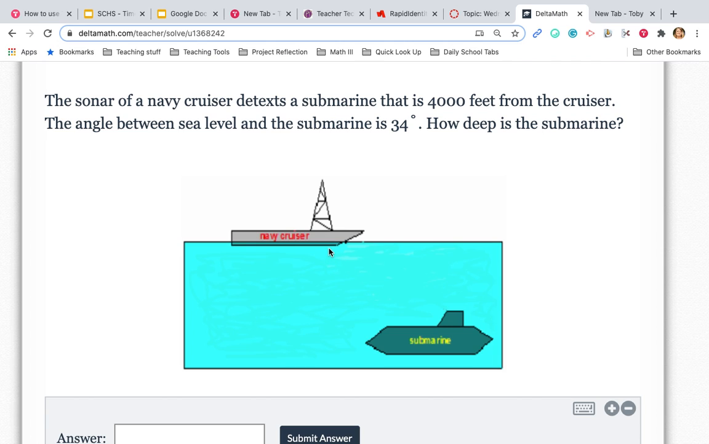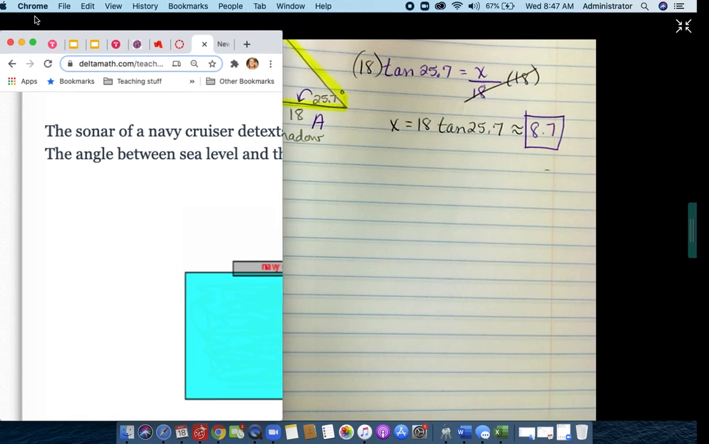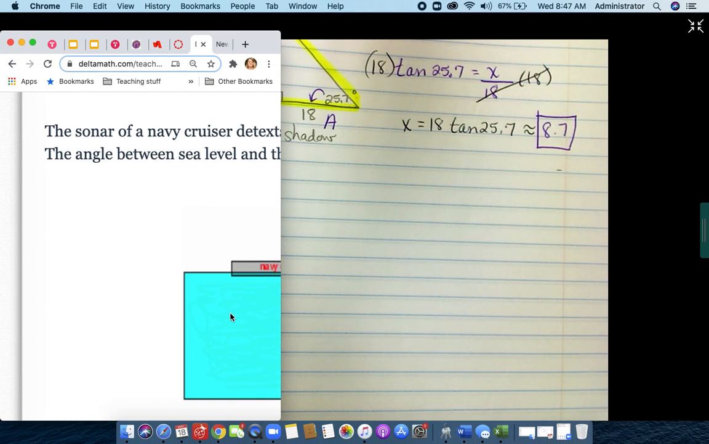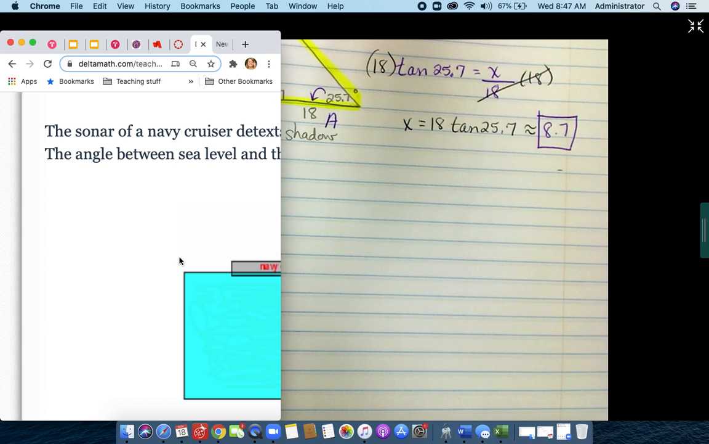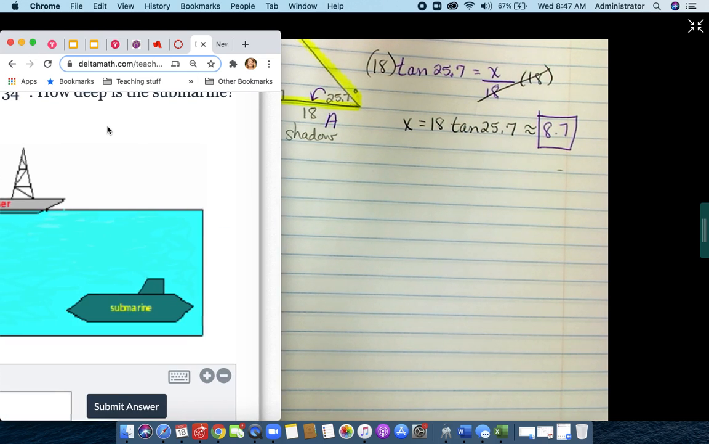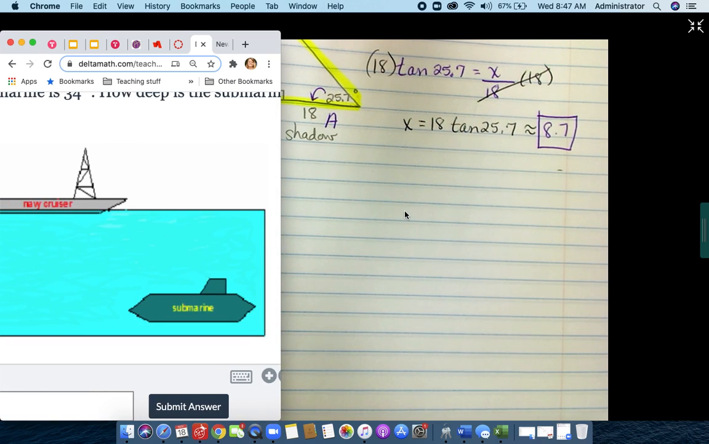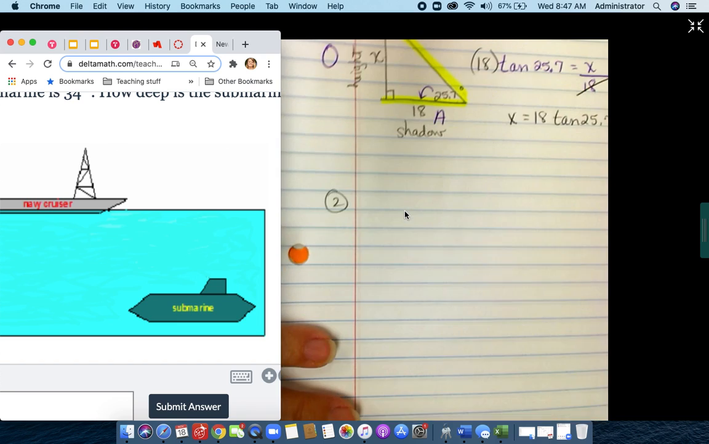The angle between the sea level, so that's up here, the top of the sea level, and the submarine, so this angle up here down to the submarine is 34 degrees. How deep is the submarine? So I'm going to keep that picture in mind. In fact, I can just keep it to the side, there we go, and then draw my picture over here in my notebook.